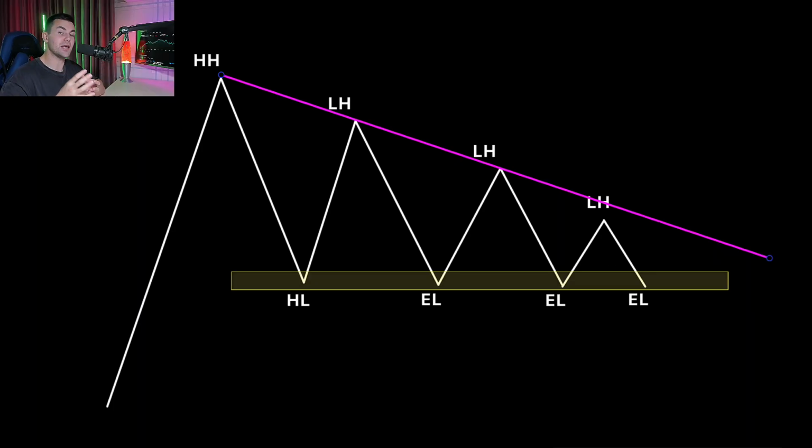The formation of this pattern will signify a silent accumulation of selling volumes by smart money. While the price action contracts within this pattern, smart money will silently grab the liquidity of the buyers, preparing to sell big.